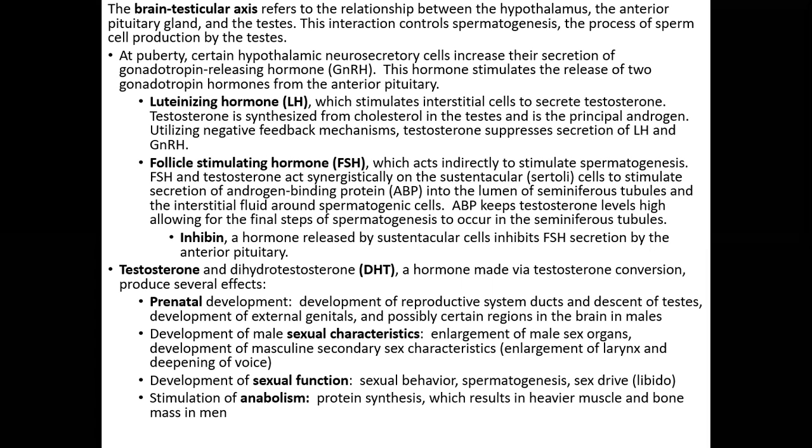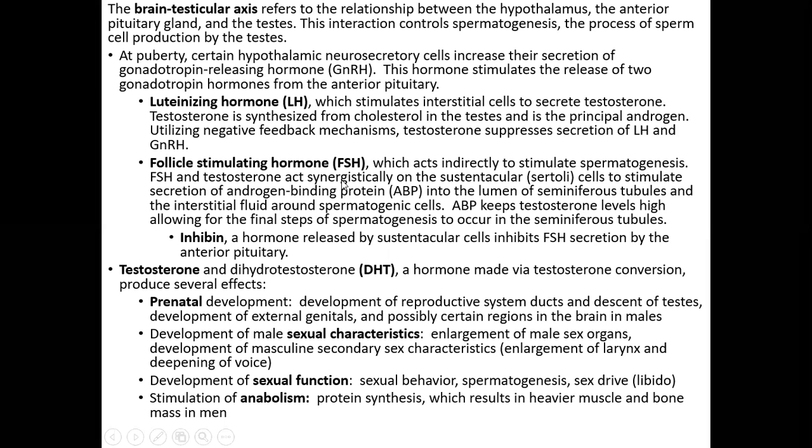Luteinizing hormone stimulates the interstitial cells of the testes to secrete testosterone. Testosterone is synthesized from cholesterol in the testes and is the principal androgen. Utilizing a negative feedback mechanism, testosterone suppresses secretion of LH and GnRH. So if testosterone levels are really high, we're going to shut down the release of GnRH from the hypothalamus and luteinizing hormone from the anterior pituitary, which means we'll decrease the amount of testosterone we're producing, because we don't want way too much and we don't want to produce more and more if we already have enough as it is.